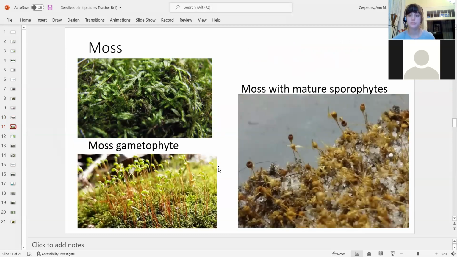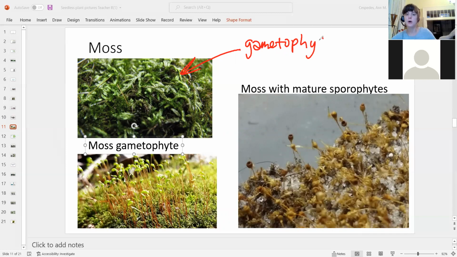This is confusing, okay? This just says moss gametophyte. But is it this picture? Is it this picture? This is the gametophyte. The gametophyte in a moss, similar to a liverwort, is this low to the ground, mossy looking thing. That's the moss gametophyte. Down here, this is the moss gametophyte. And these tall little things that have a little head, those are the sporophytes.